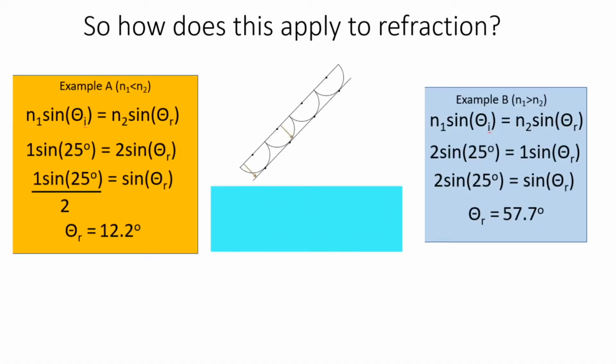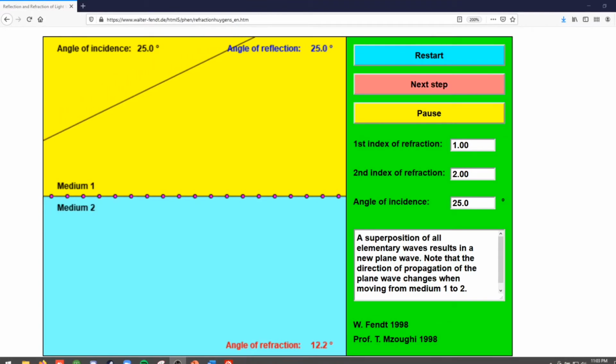So how does this apply to refraction? We're going to use Huygens' principle and consider the same two examples that we saw in the ray model section of the video. We're going to use the same incident angle of 25 degrees with the same indices of refraction, meaning that our refracted angles should end up being the exact same, 12.2 degrees for the first one and 57.7 degrees for the second. In the first example, the index of refraction of the second medium, shown here in blue, is twice that of the first.